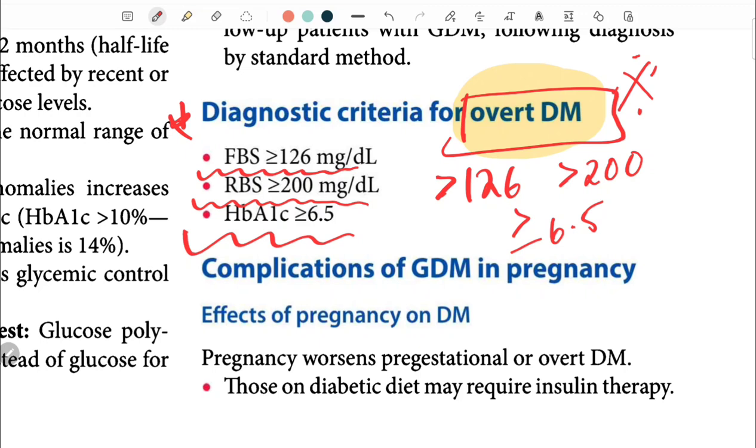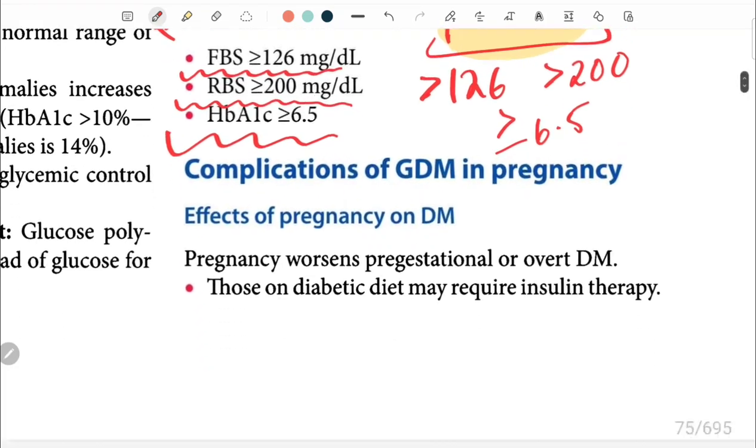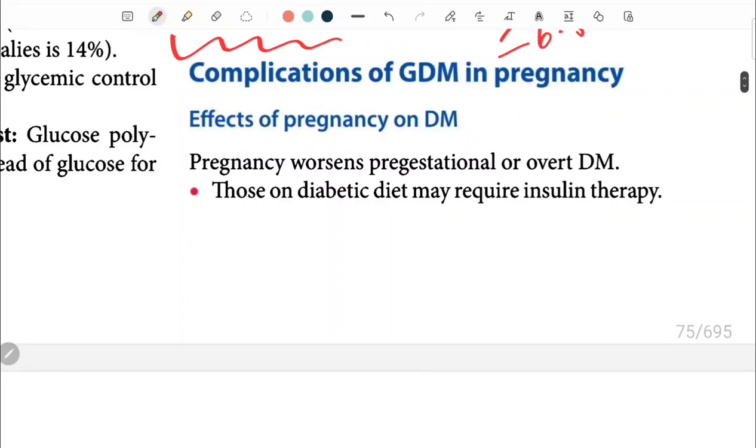Fasting blood sugar more than or equal to 126 mg per dl, random blood sugar more than or equal to 200 mg per dl, and HbA1c levels more than or equal to 6.5. So next, moving on to the complications of GDM in pregnancy.